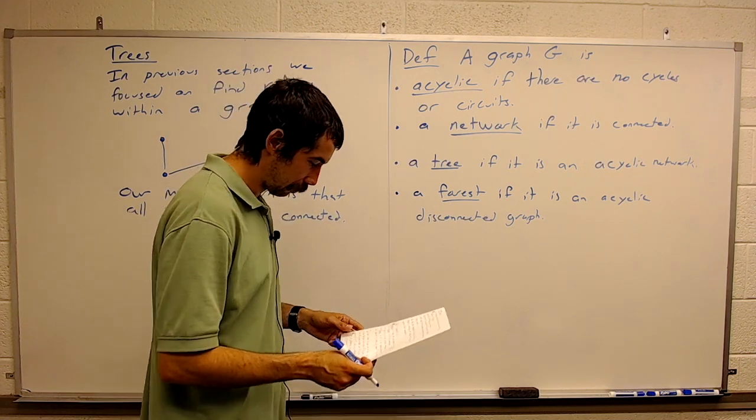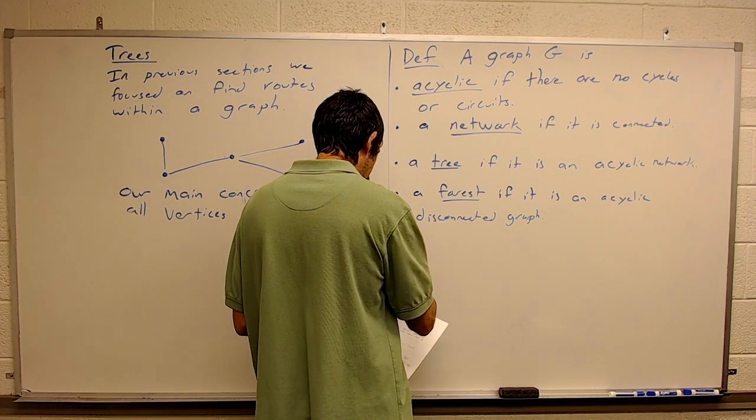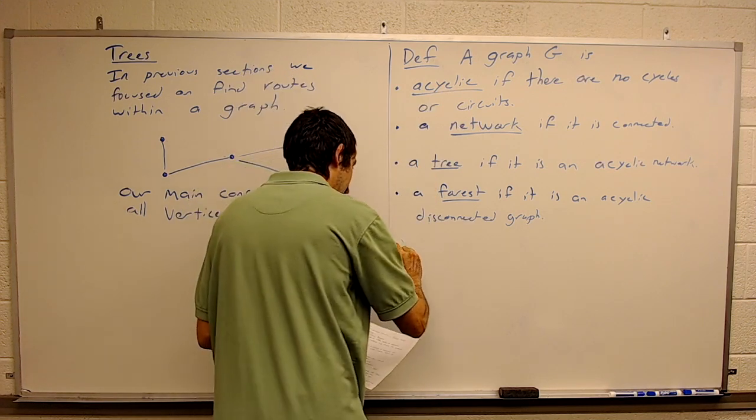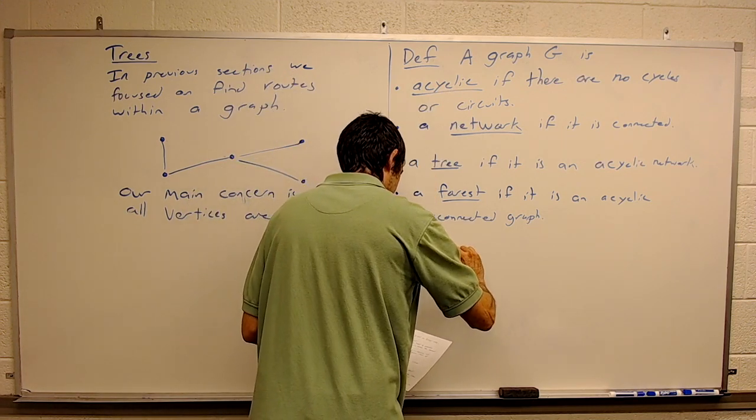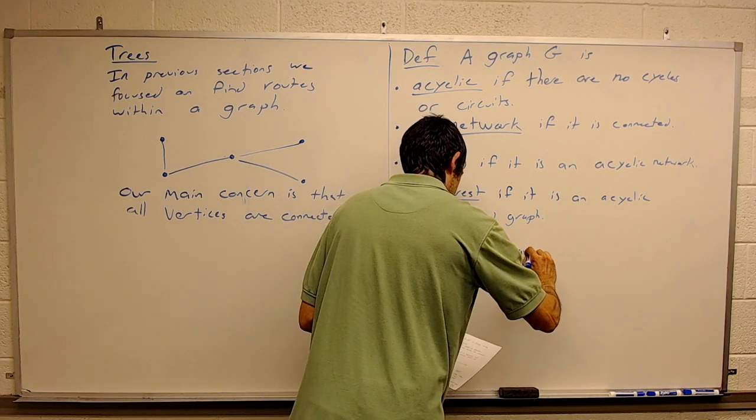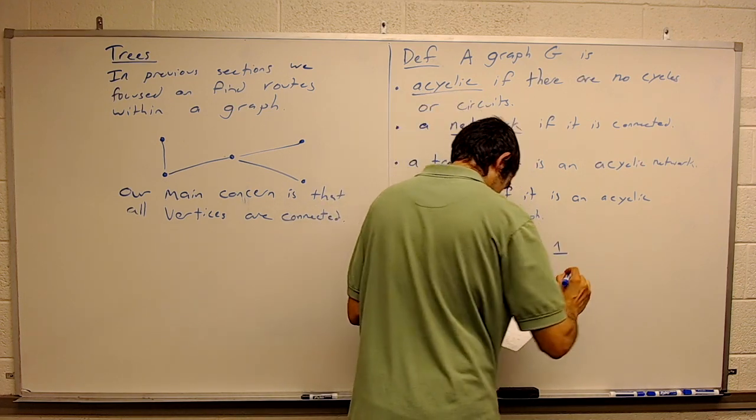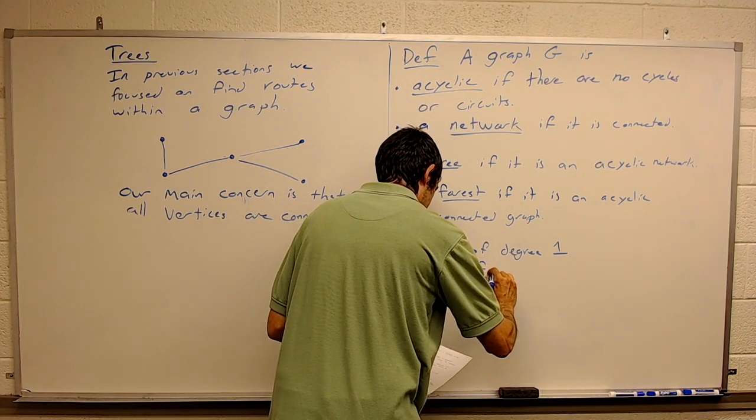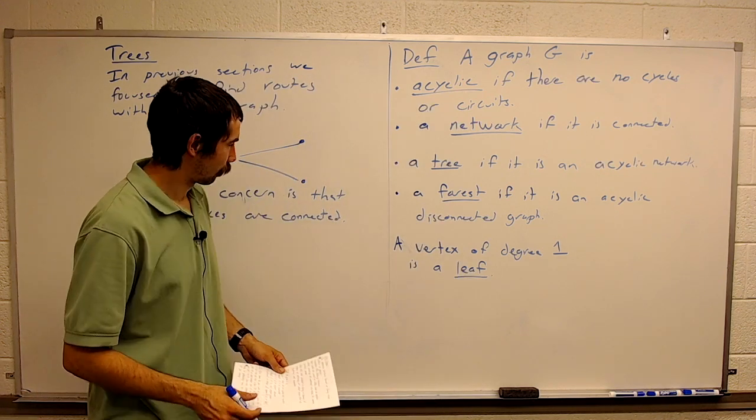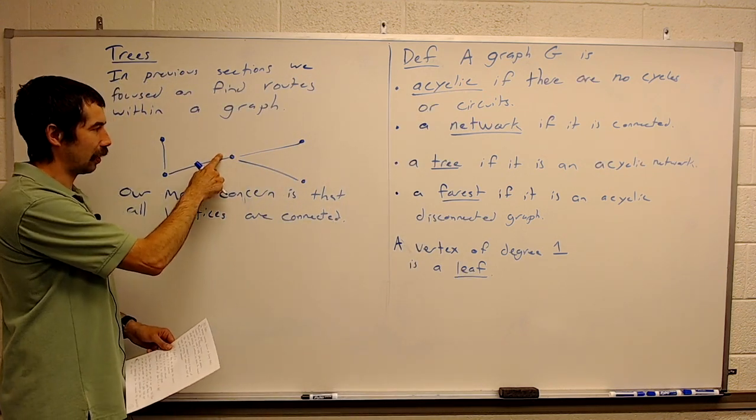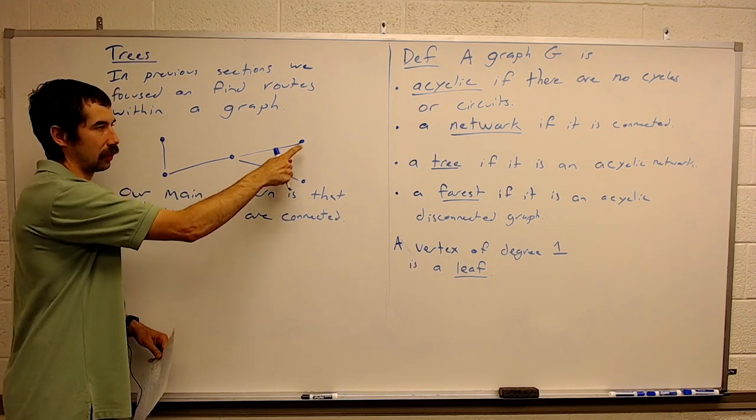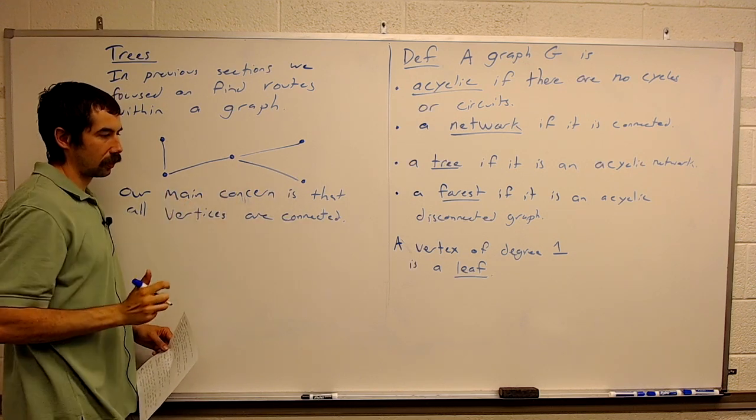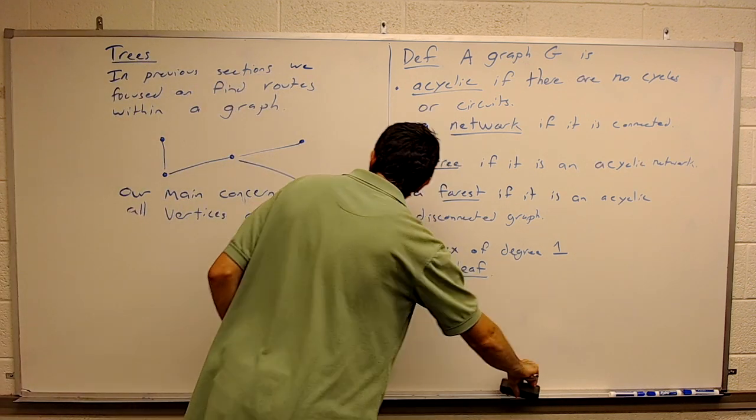One last definition. A vertex of degree 1 is a leaf. Okay, so in this tree here, that's a leaf, that's a leaf, that's a leaf. These are not leaves. All right, so let me just give you an example of what trees could look like.